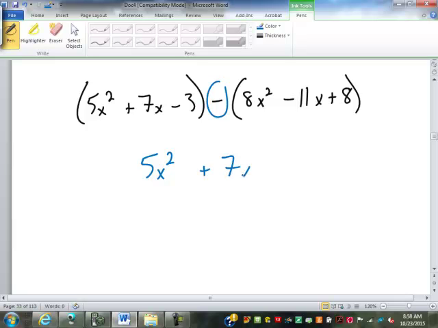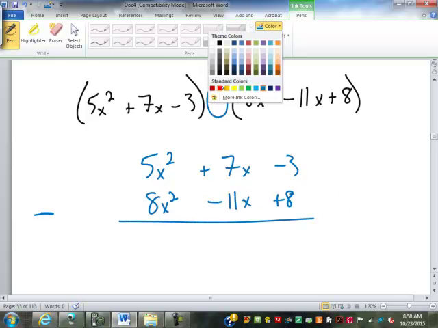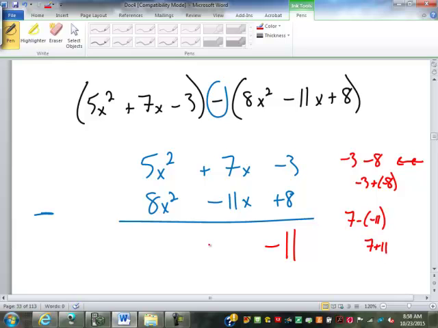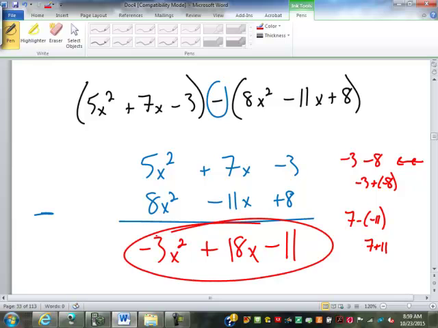5x squared plus 7x minus 3, and we're subtracting 8x squared minus 11x plus 8. Now, we do have to work with the negatives, the integers, unfortunately. Negative 3 minus 8 is negative 3 plus a negative 8, so negative 11. 7x minus negative 11x: 7 minus a negative 11 becomes 7 plus 11, or positive 18x. 5 minus 8? Negative 3x squared. That's it.